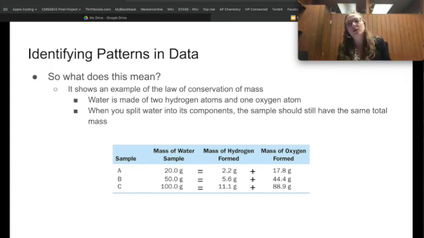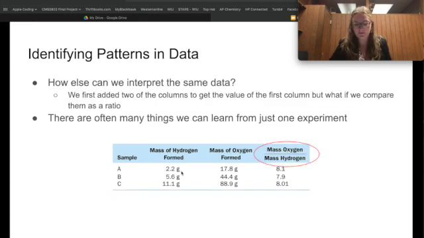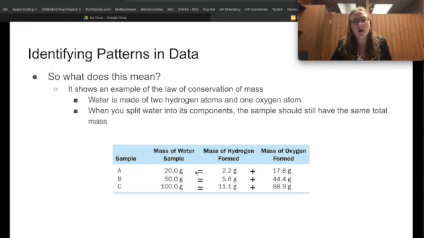So when you split water into its components, into hydrogen and oxygen, it should have the same total mass. If I start out with 20 grams of water, the mass of hydrogen that I get, added to the mass of oxygen that I get, will equal my 20 grams. So 2.2 plus 17.8 is 20. With 50 grams, if we break that into hydrogen and oxygen as well, you get 5.6 plus 44.4, which again adds back up to that 50, and so on and so forth.